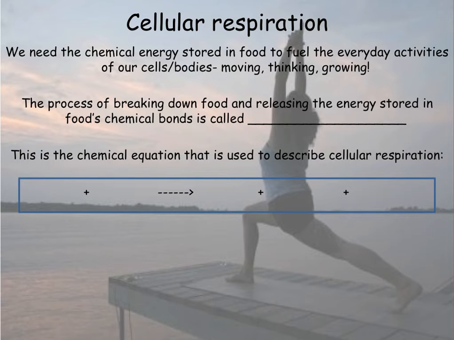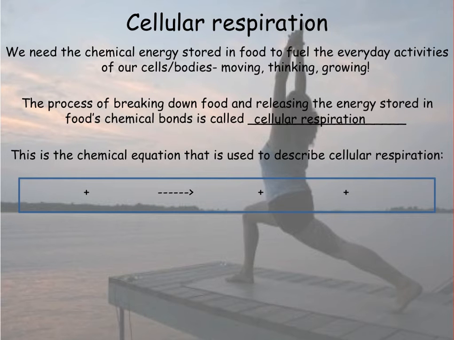Tonight, we will focus on a second chemical reaction. That second chemical reaction is called cellular respiration. This chemical reaction is the process of breaking down food and releasing the energy stored in the food's chemical bonds. So, how does this breakdown of food occur?